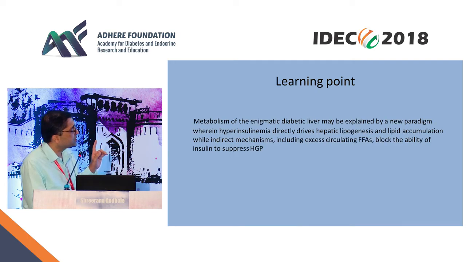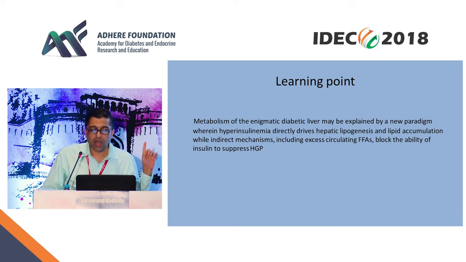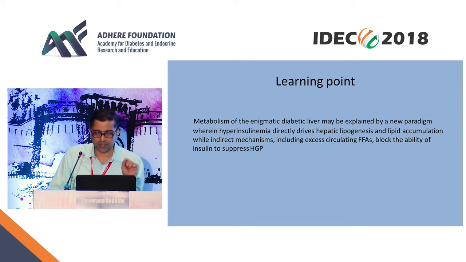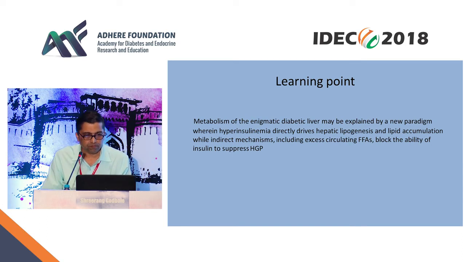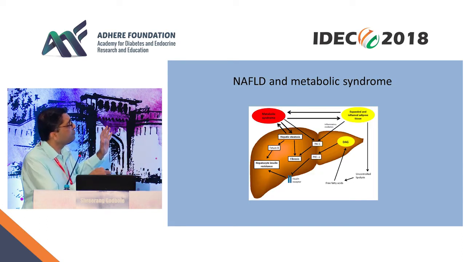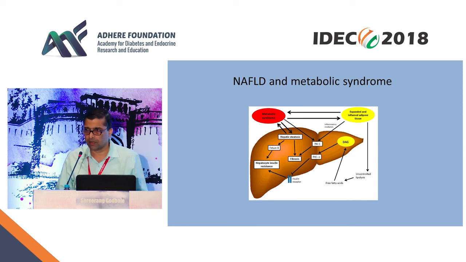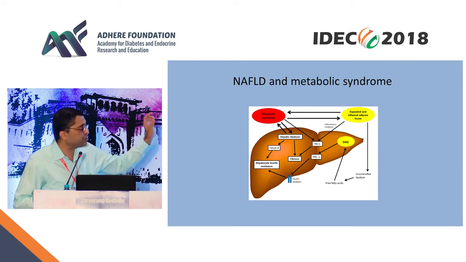The other learning point is this enigma of the diabetic liver can be explained by a new paradigm wherein hyperinsulinemia will directly drive, because it's a selective insulin resistance, the hepatic lipogenesis and lipid accumulation, but the indirect mechanisms, for example, excess circulating free fatty acids, will block the ability of the insulin to suppress the hepatic glucose production. Now, this relation of non-alcoholic fatty liver disease and metabolic syndrome is bidirectional. And the common unifying feature is insulin resistance.